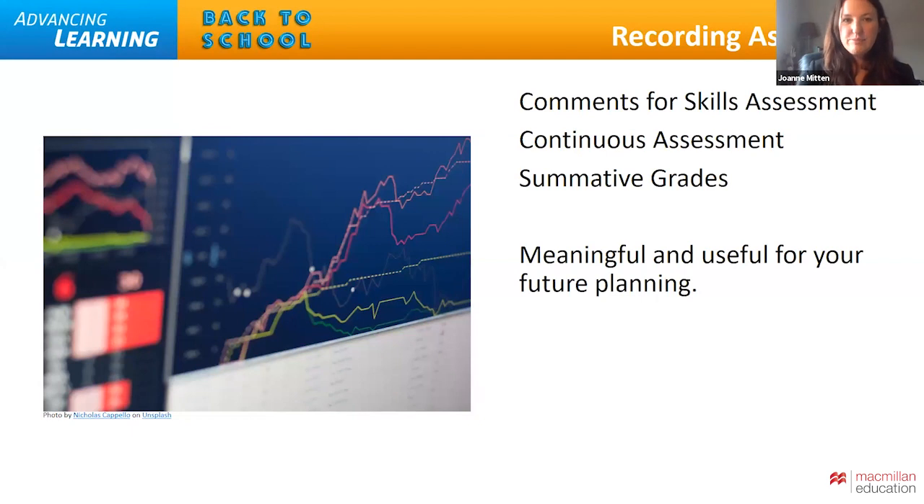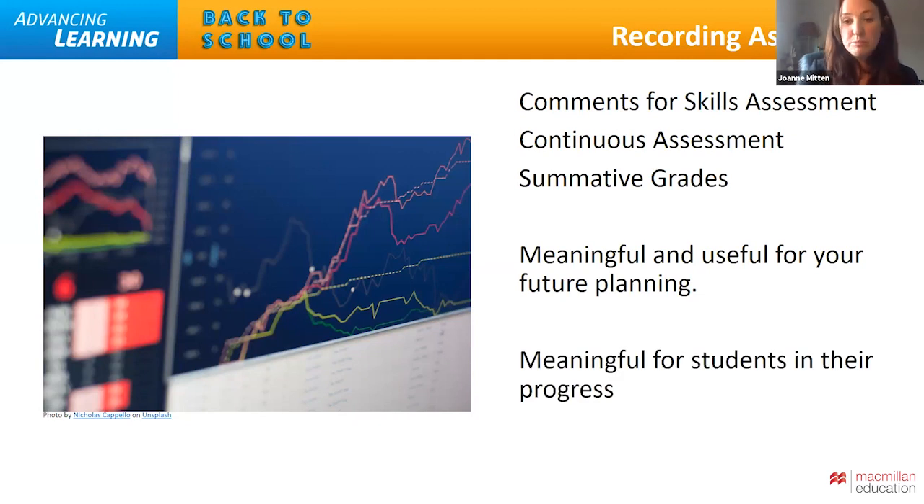What I would say is really the thing to keep in mind, whatever way you're asked to record your assessment, whatever way assessment is expected in your school, make sure that what you're assessing and the way you're assessing is meaningful and useful for your future planning. That's really important. And even more important, make sure it's actually meaningful for the students in their progress. So if it's giving the students the opportunity to reflect and get better, you're doing a good job.